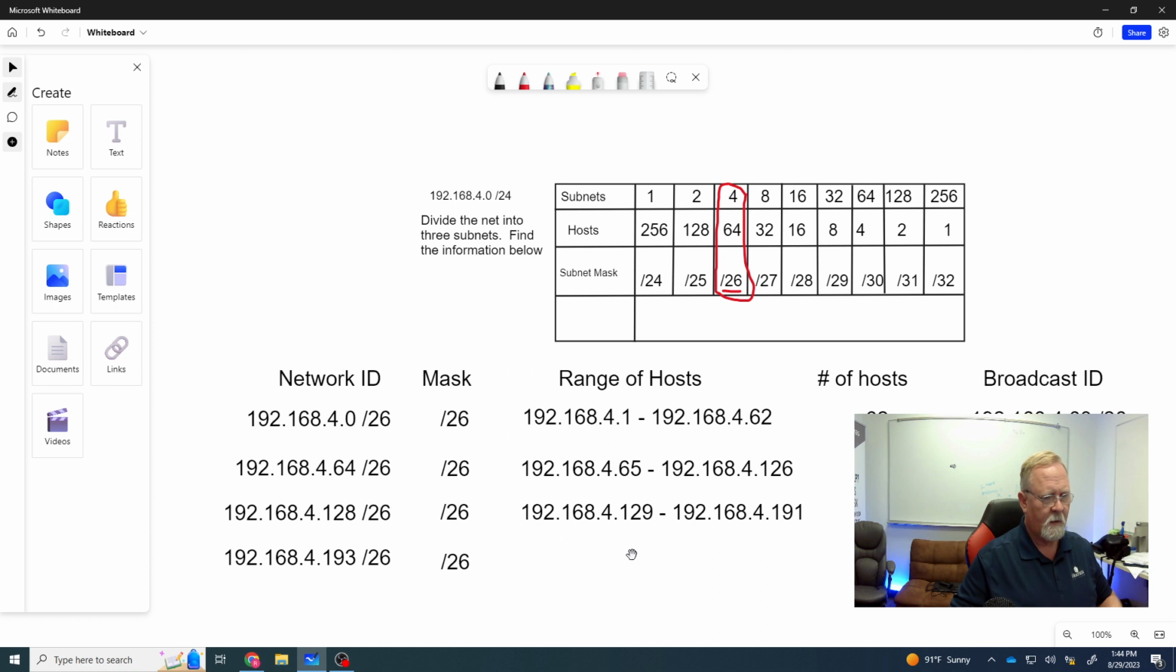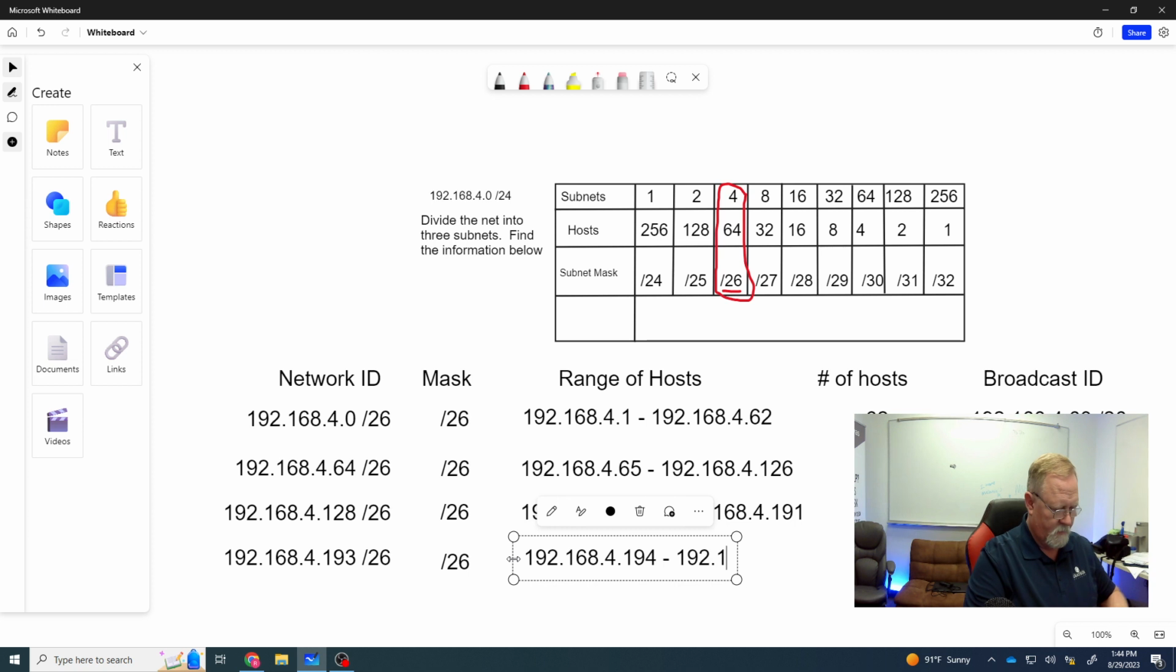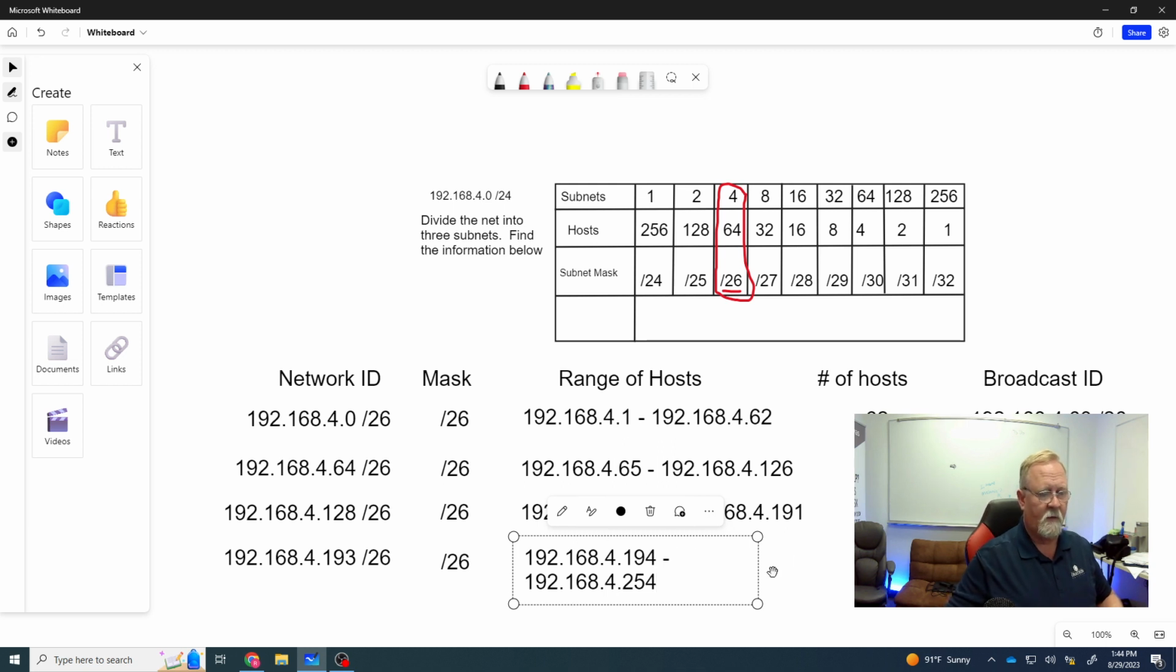Get a calculator. We're going to go with that. All right. So we're going to go 192.168.4.194. 192.168.4.254. And that answers all the questions that we needed answered.